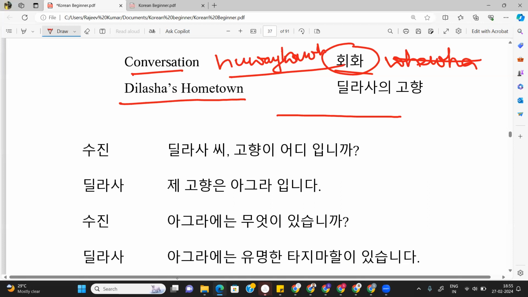Dilisha's hometown. Dilasha's hometown. Read this. Name is Sam. Dilasha. This is for topic we possess it. Dilasha hui. Not hui, ui. Dilasha ui.